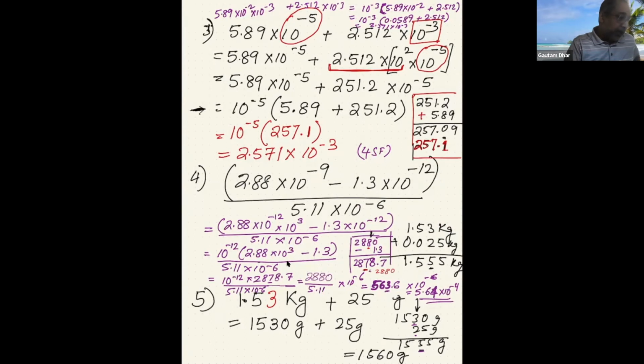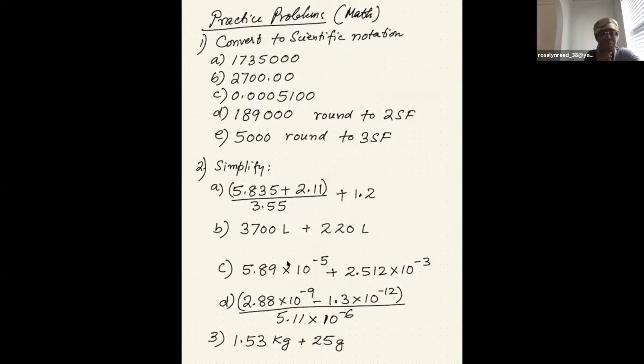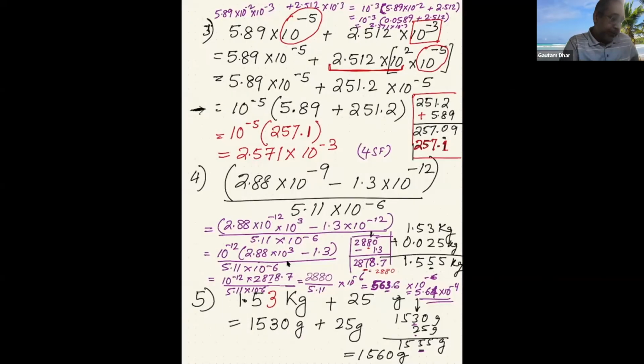All right. So like you see, number 5. Or here number 3. Okay, so 1.53 kg you are adding to grams. Now you cannot add grams to a kg. You have to convert either both to grams or both to kg. Either way is fine. So here, I converted it to grams. So 1.53 kg is 1530 grams. And then you add 25 grams to it.